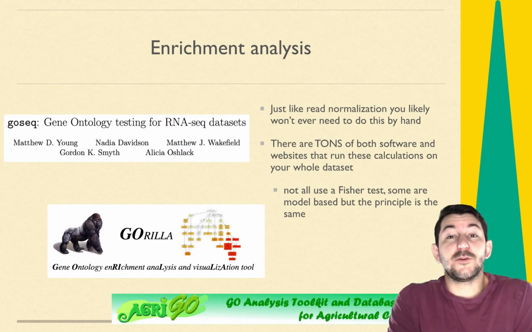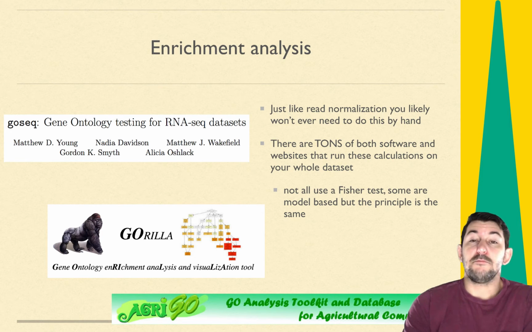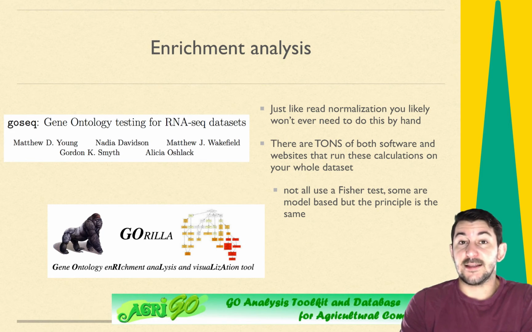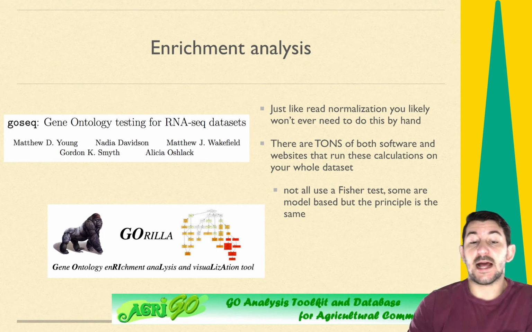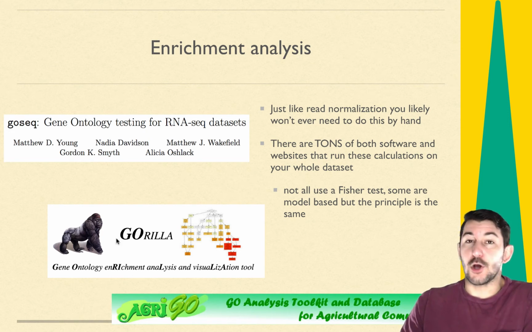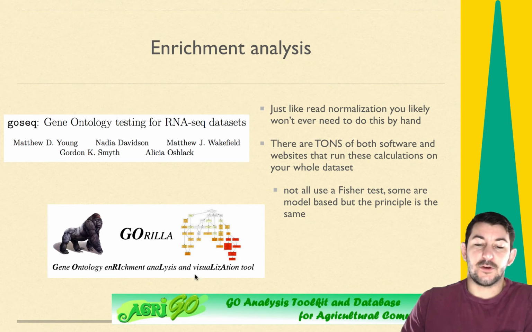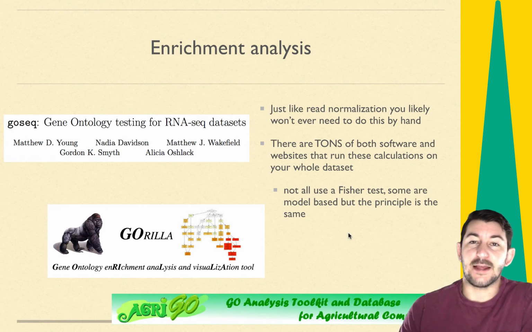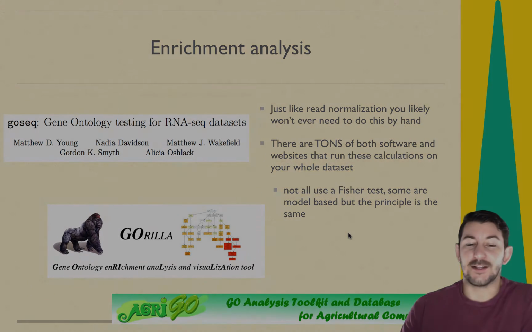So because we're not going to be doing things by hand, there are many, many different ways to enact these gene ontology enrichment analyses. GOseq is one that you can enact in R. There's also web-based ones like GOrilla or AgriGO if you're interested in agricultural genomes. So these are all kind of fun. They all have names with the word GO in them for gene ontology.